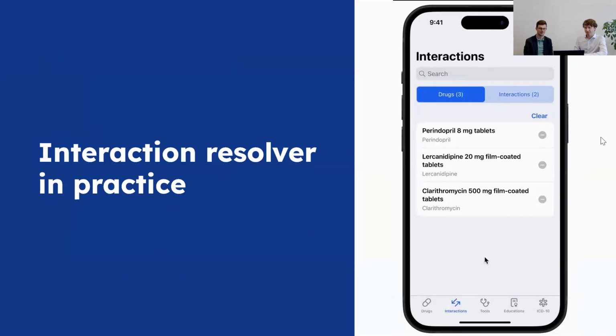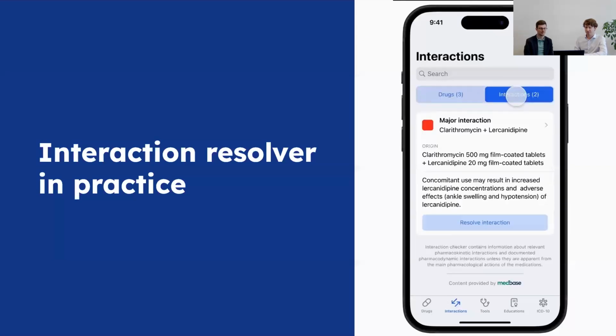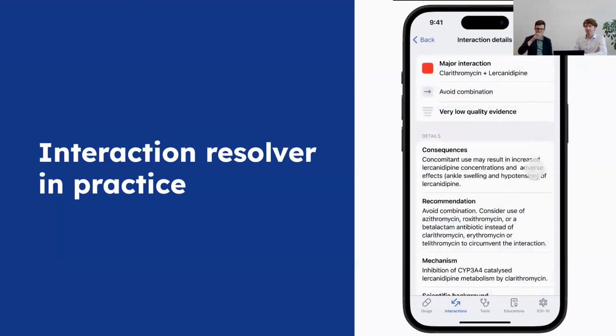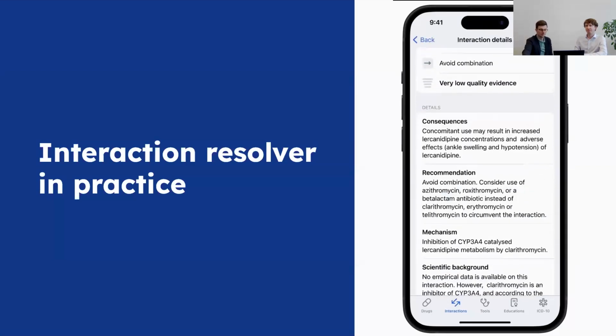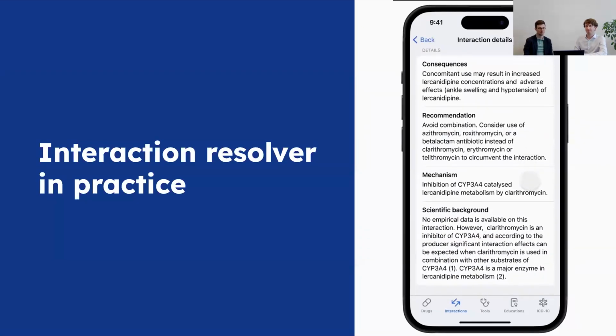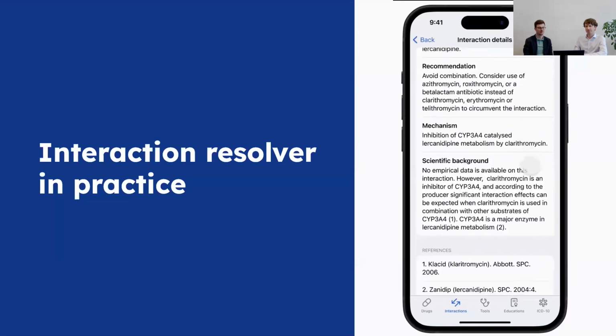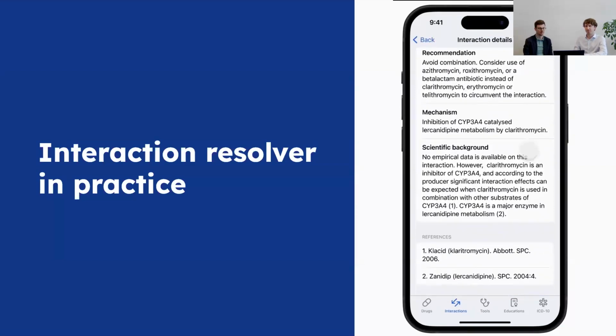Here we can see the familiar interaction checker screen where we already added the relevant drugs: perindopril, lercanidipine, and clarithromycin. If we tap the interactions button, we can see that there is actually a major interaction between clarithromycin and lercanidipine. We can, of course, check the interaction details where we can read about the consequences, the recommendations, the mechanism of interaction, scientific background, and also check the relevant references.